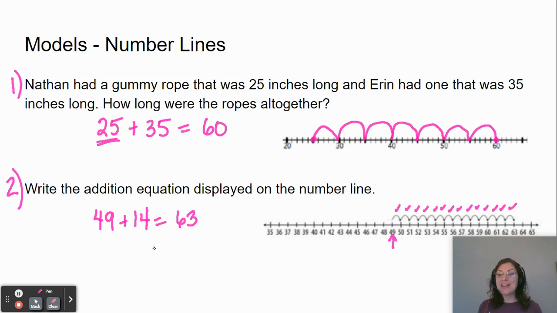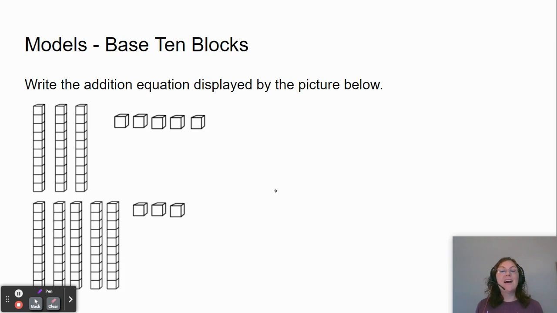Now, let's take a look at a different model next. Another model that teachers use with students is the base 10 blocks. And these are blocks that students can actually touch and manipulate, which I love. And for some of our students, they need that. What we're going to be doing is to write the addition equation here that is displayed. So notice that the rods have 10 blocks in them. So this is 10, 10, 10, which would be 30. And then we have one block of 1, 2, 3, 4, 5. So this is actually 35.